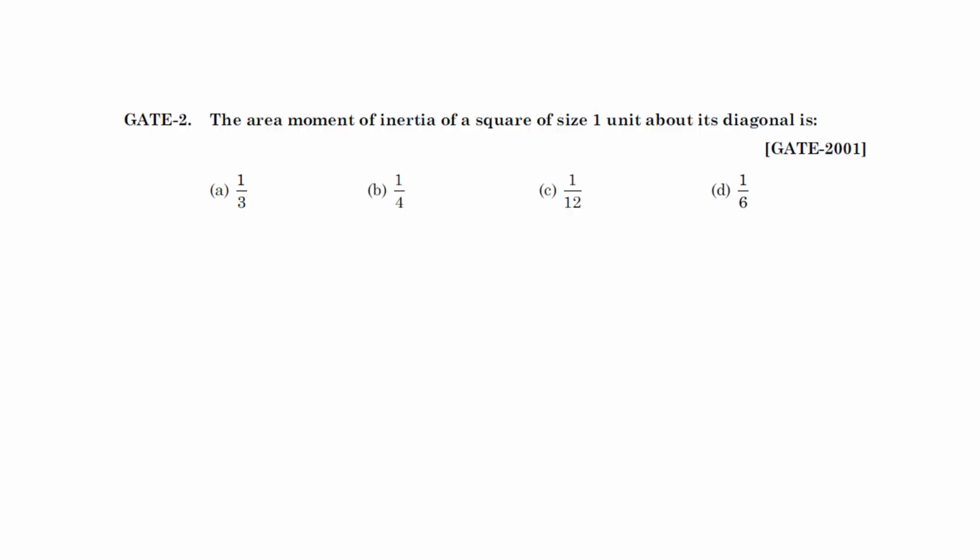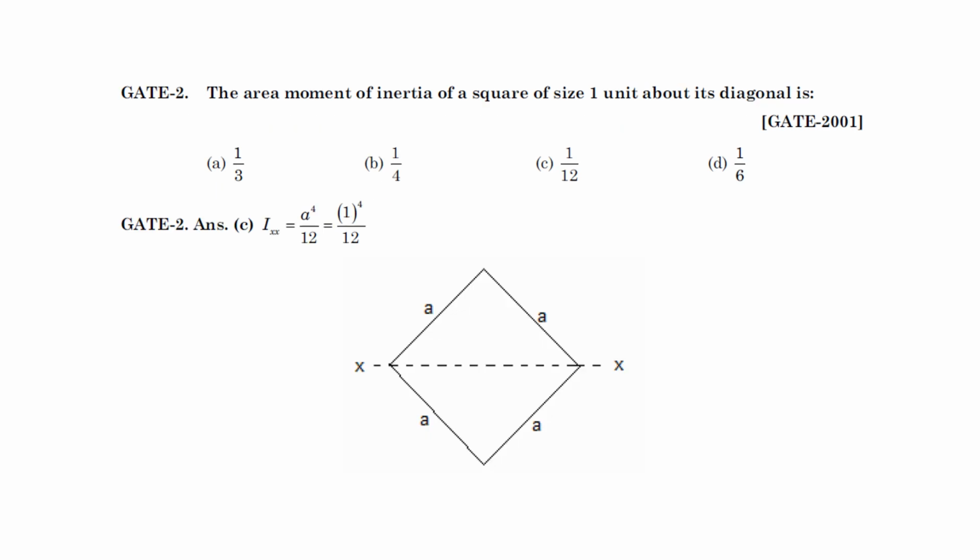Okay. Question. The area moment of inertia of a square of size 1 unit about its diagonal. They are asking about the area moment of inertia of a square of size 1 unit about its diagonal. Fine, so we'll see that.